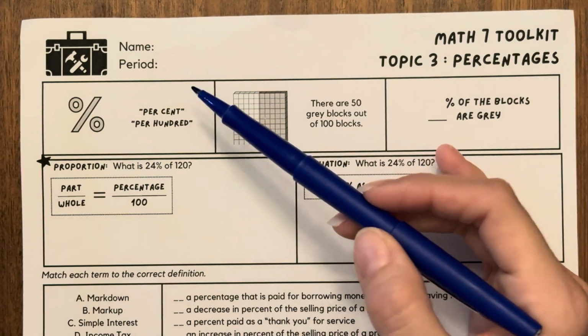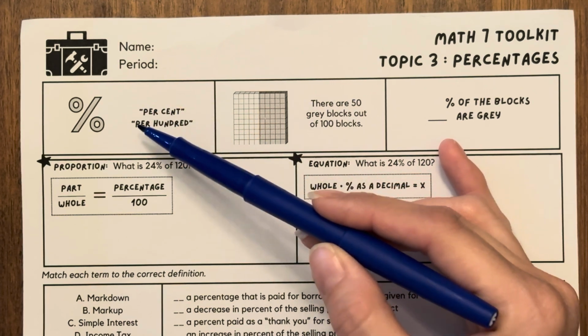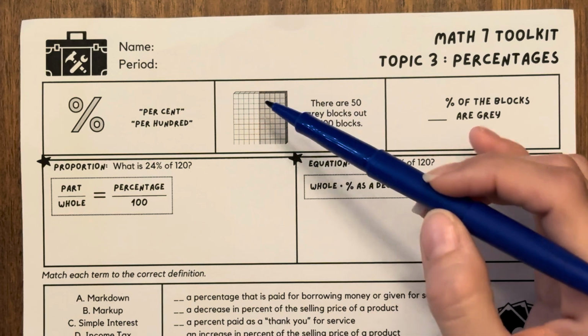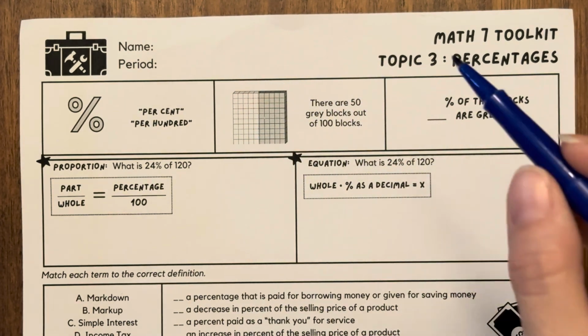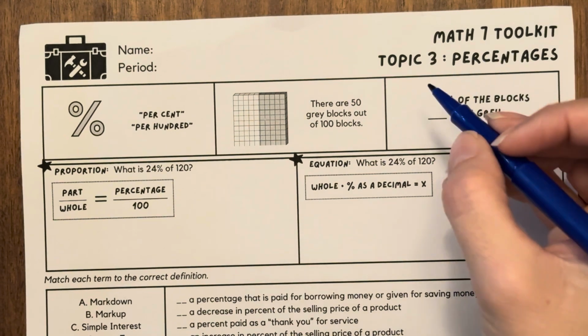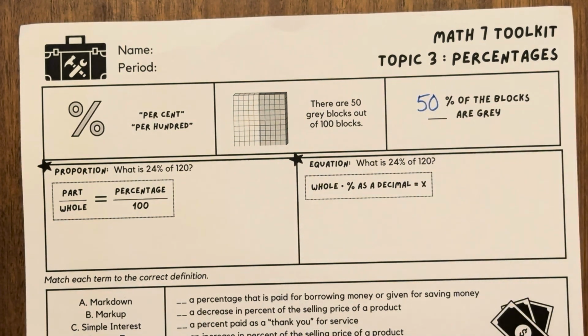I want to remind you that percent literally means percent or per hundred. If you have 50 out of 100 blocks shaded, then we would say that 50% of the blocks are gray.